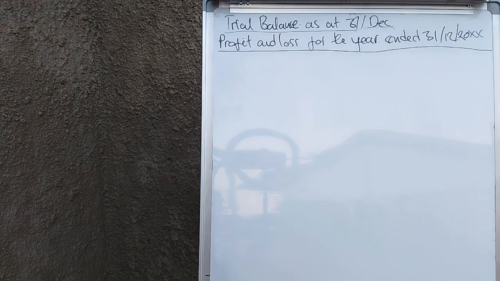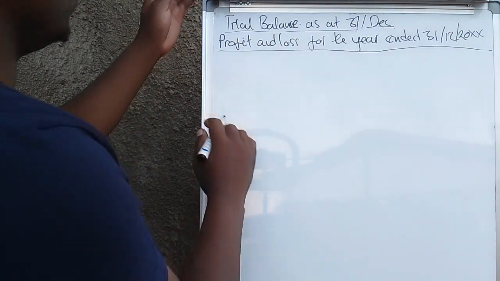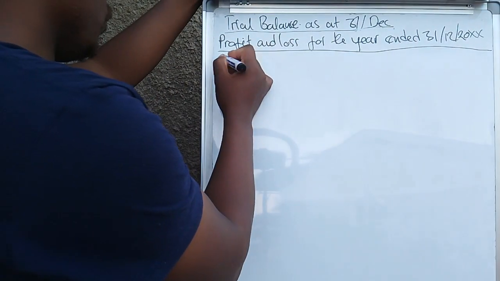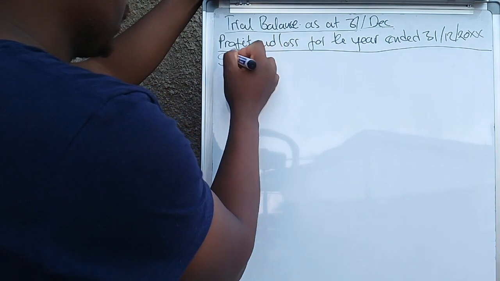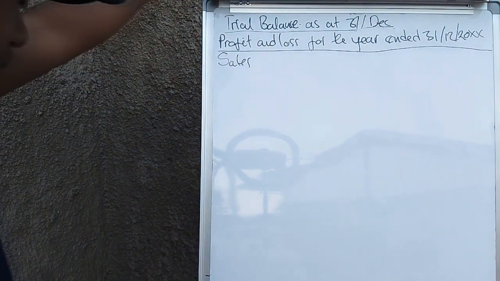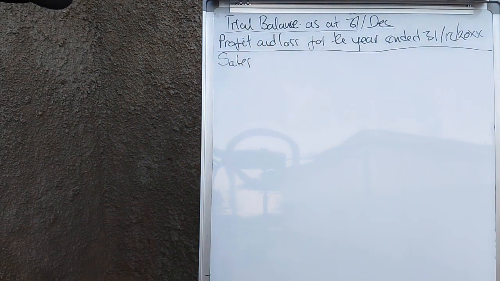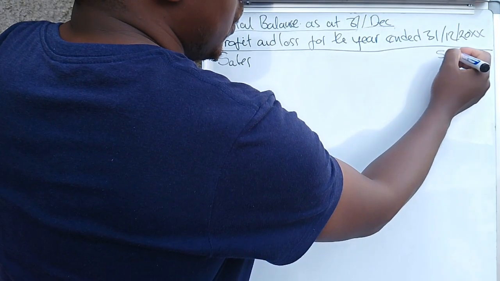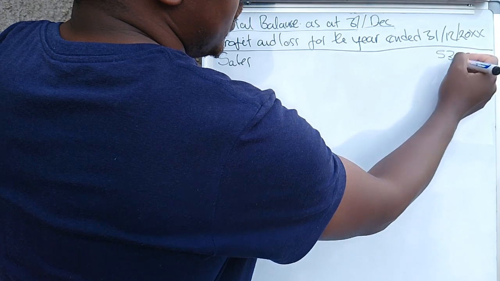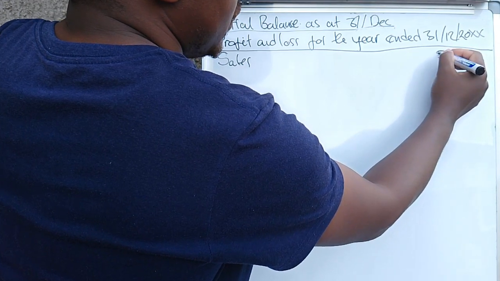Now let's look at our first entry into the profit and loss statement. It's always revenue or sales. So we'll start with sales. Our sales figure is 5,300. We go to the end and write 5,300.